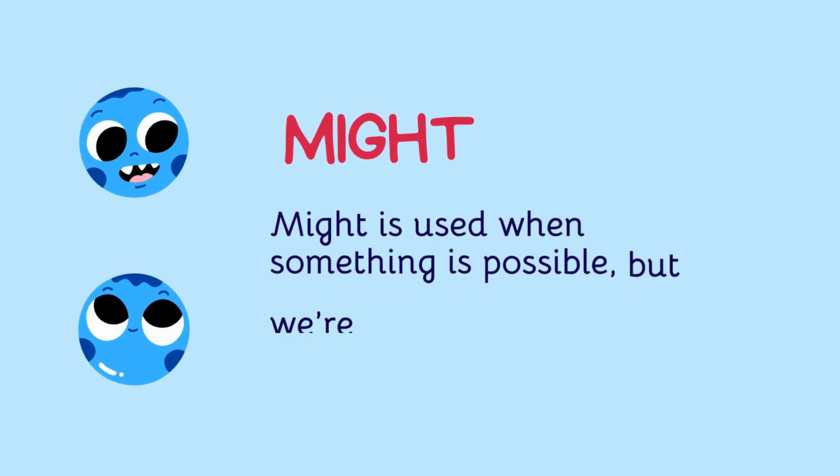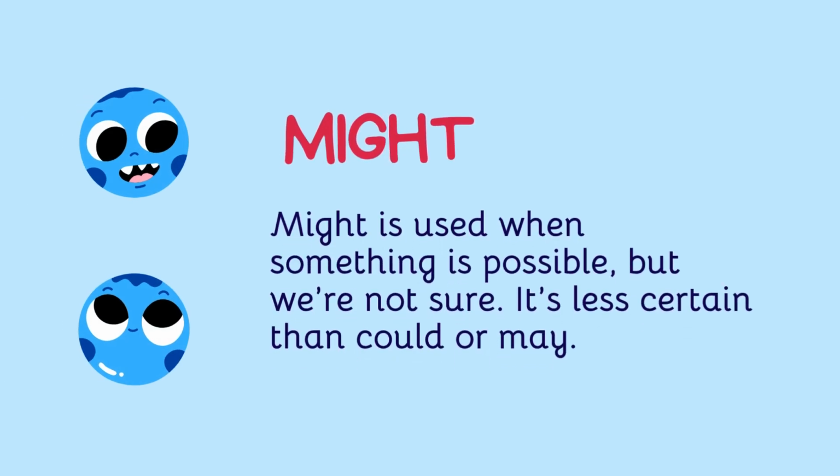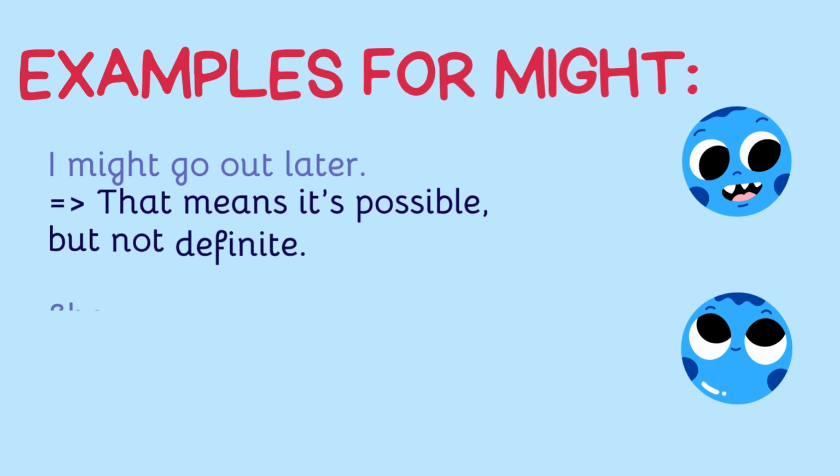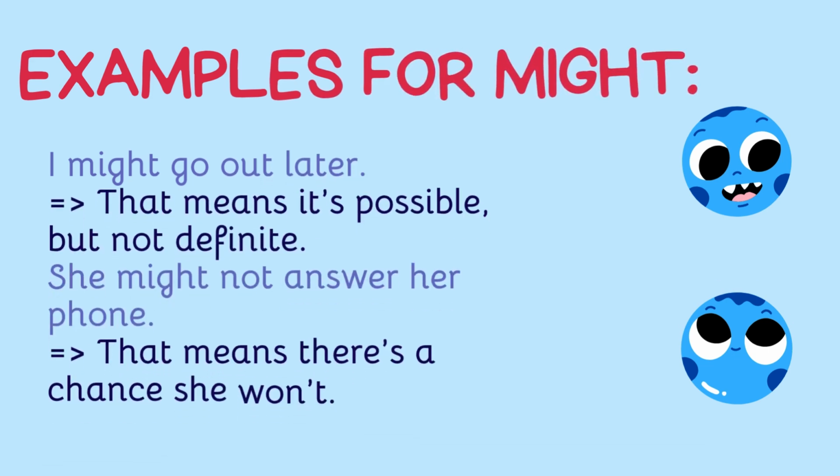Finally, we have might. Might is used when something is possible, but we're not sure. It's less certain than could or may. Examples: I might go out later. That means it's possible, but not definite. She might not answer her phone. That means there's a chance she won't.